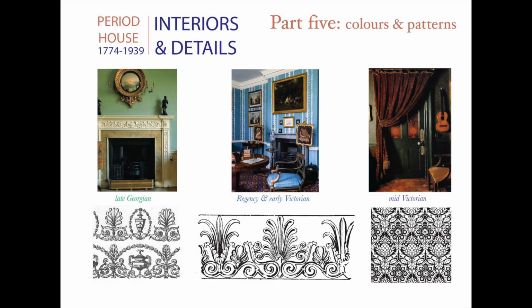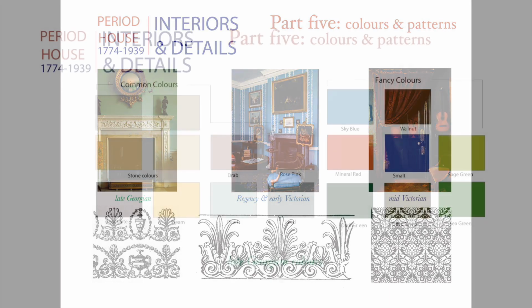Period House, Interiors and Details, Part 5. Here are the characteristic colours and patterns of the late Georgian, Regency and early Victorian and mid-Victorian architectural periods.